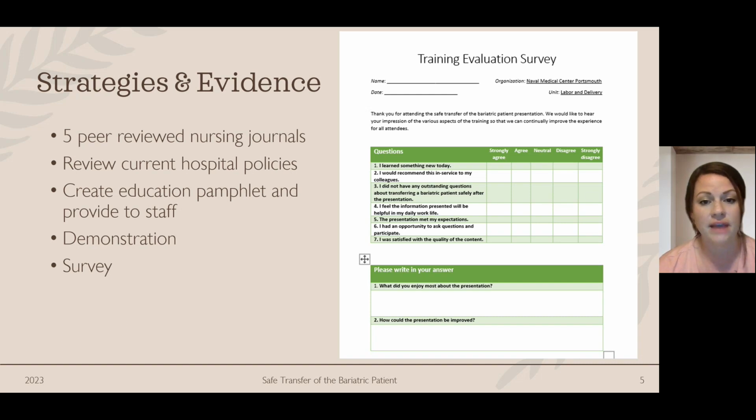Finally, I handed out a survey for the participants to complete. This is shown here on the right-hand side of your screen. I included 2 fill-in-the-blank questions as I had hoped to get some detailed feedback here.